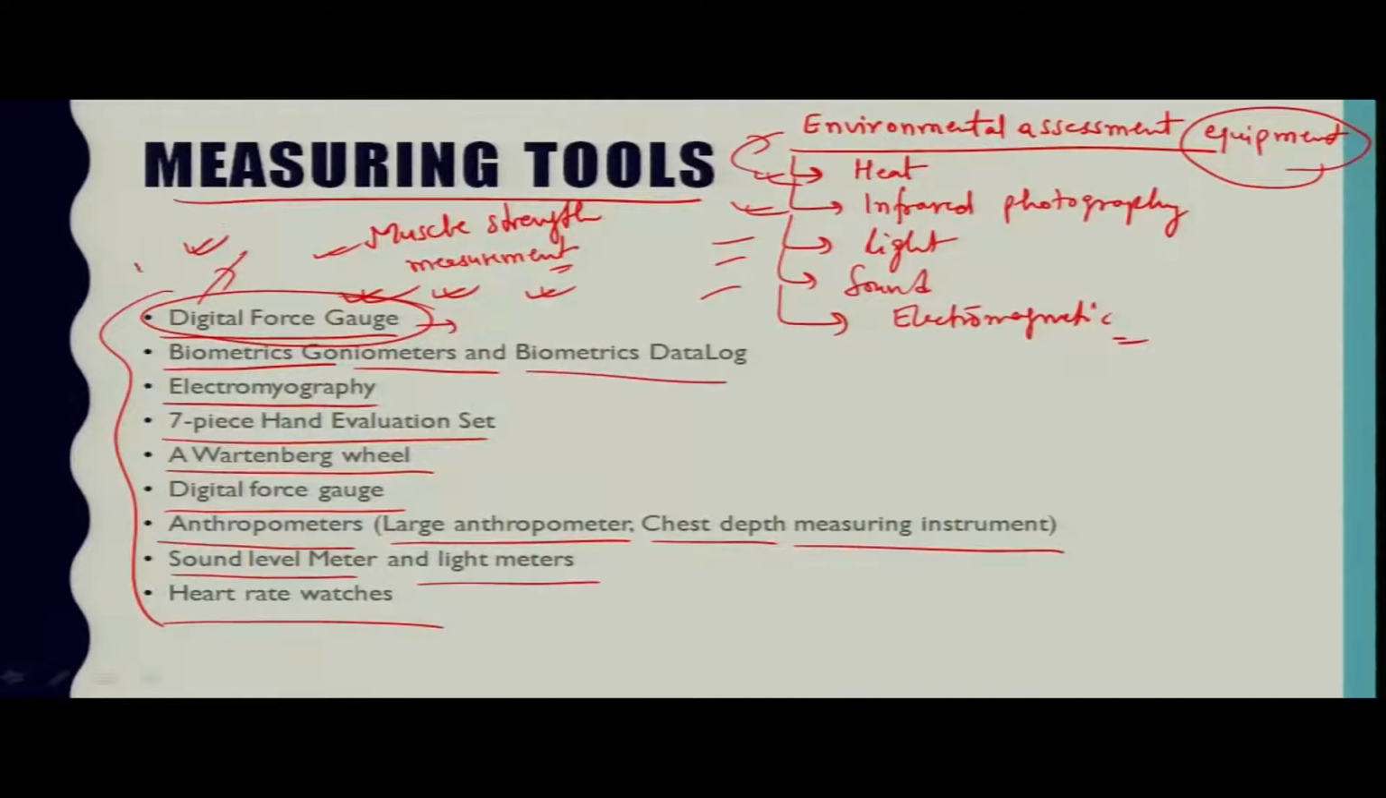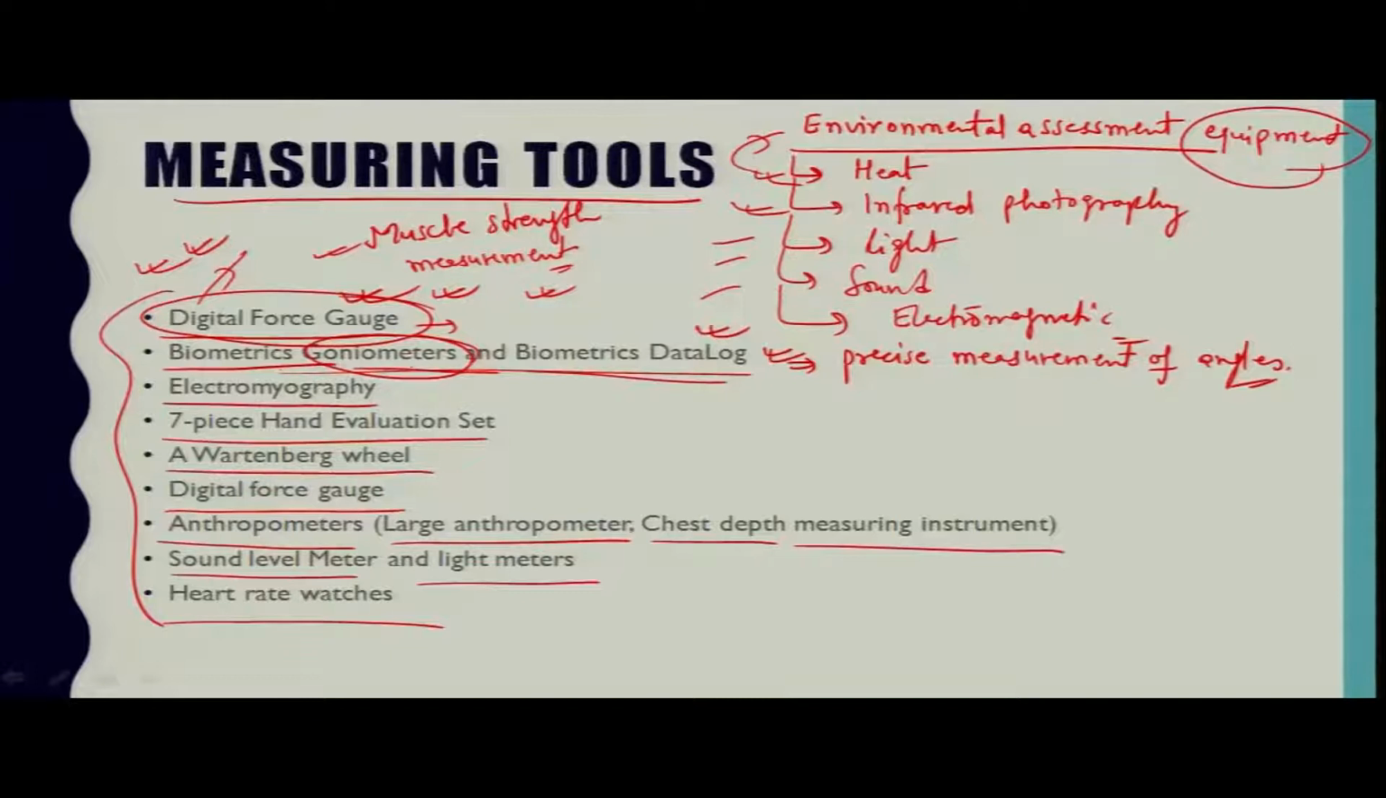So in that, a digital force gauge may have an important place in assessing the physical aspect. Another tool is biometric goniometer and biometrics data log. Basically goniometers are instruments that are used to check the precise measurement of angles. It is used for precise measurement of angles.